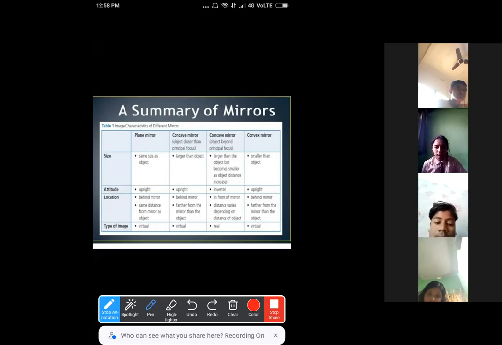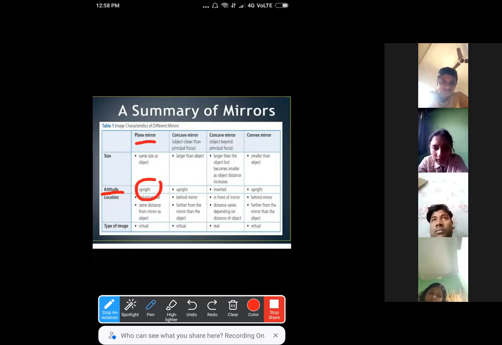In case of convex mirror, the image is always smaller than the object. Next is attitude. That means the image is upright or inverted. In case of plane mirror, the image is upright. That means if you are standing in front of a plane mirror, you will see that your head and legs are in the same direction that you have. It will not be inverted.